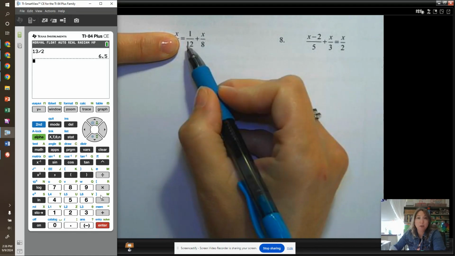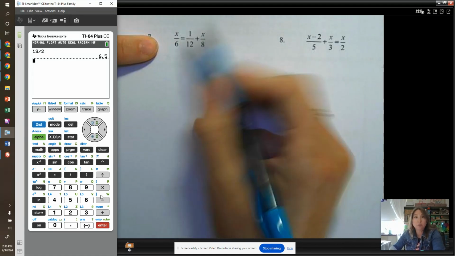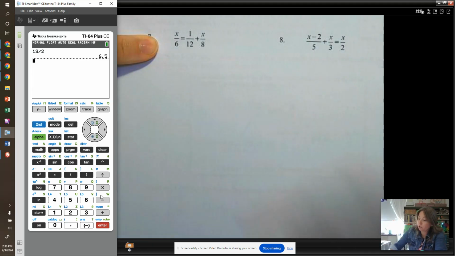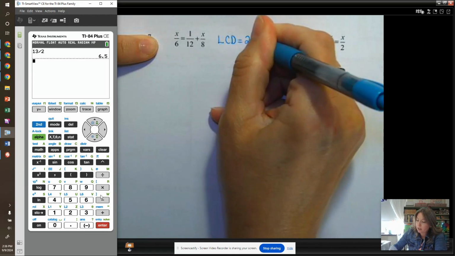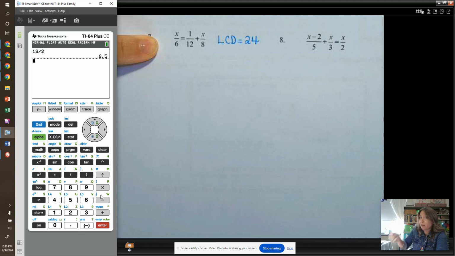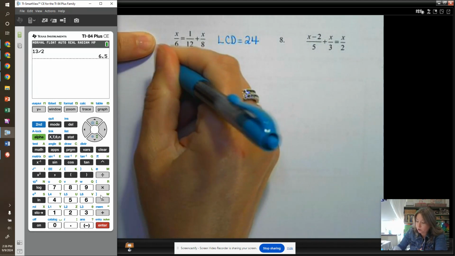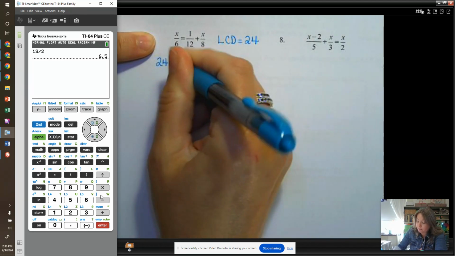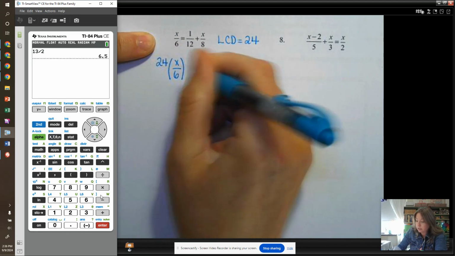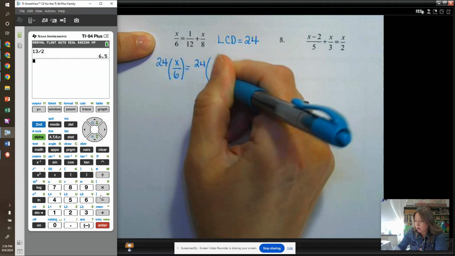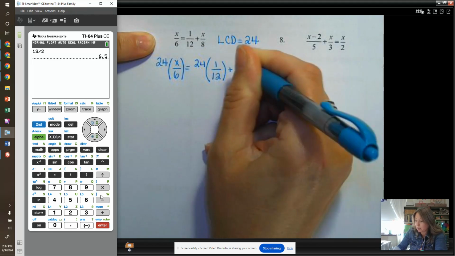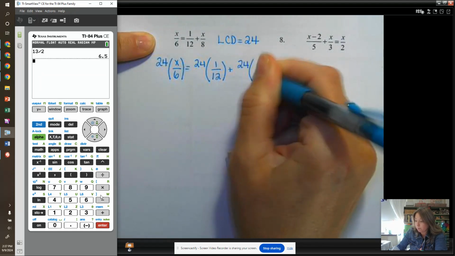Can 8 multiply to become 24? Yup. Can 6 multiply to become 24? Yup. So our LCD is 24. See how I did that? I thought about that biggest value and I tried to use that first before I got myself frustrated. So I take my LCD and I multiply it by every single piece in the equation. So all the pieces are getting multiplied by 24.